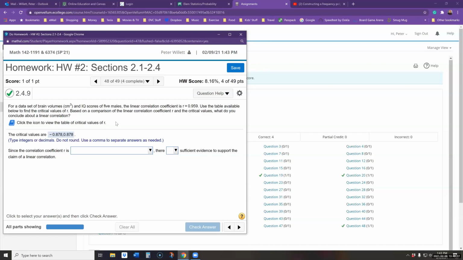Well, it's greater than the maximum, so greater than 0.878, and it's close to 1. So it'd be a positive correlation. All right, so let's see what choices it gives us. Since the correlation coefficient R is, and it sounds like from what you said, in the right tail above the positive critical value, what happened in this case, right? Yeah. And because of that, we conclude that there is or is not sufficient evidence for a correlation. That there is. Well done.